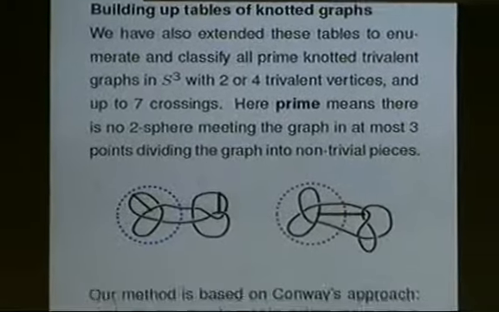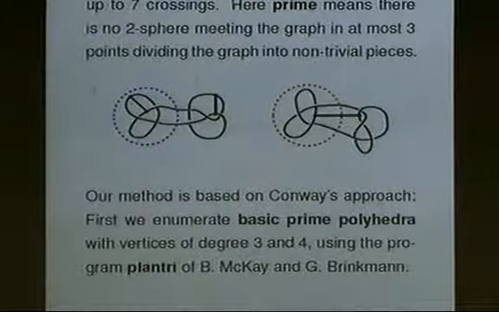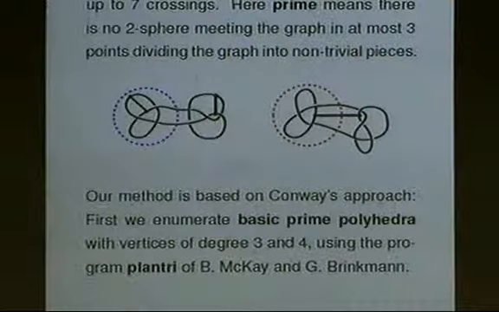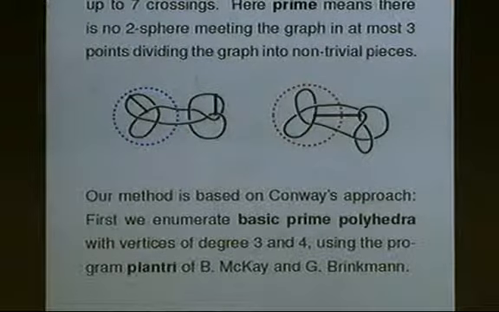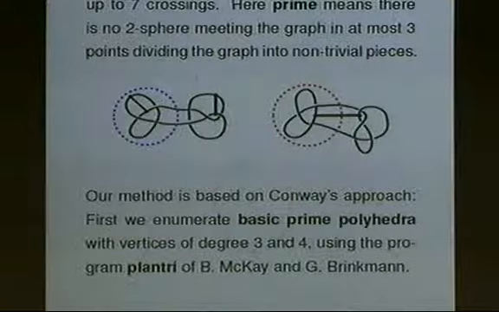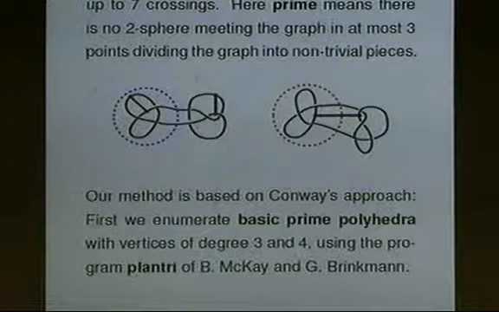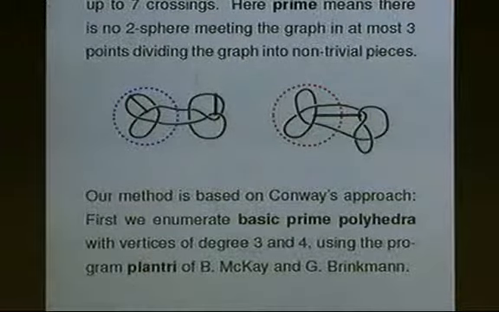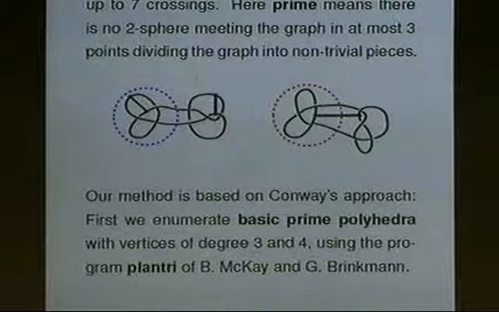Just as in knot theory, you can simplify this classification procedure by working with prime graphs. A prime graph is one that can't be simplified by cutting along a sphere meeting the graph in 2 or 3 points. On the left-hand side here, if you cut along this dotted sphere, you can cut it open and simplify the graph into 2 simpler pieces. Similarly, on the right-hand side, if you've got a sphere meeting the graph in 3 points, you can cut it and divide the graph into 2 simpler graphs. So it's actually enough to work with these prime graphs.